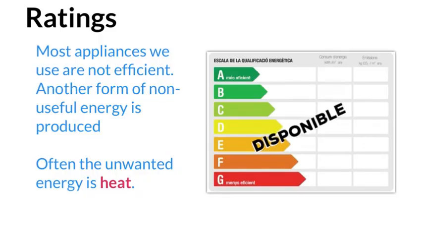Sometimes, if you're looking around, you might see labels on appliances like the one here that is done in Spanish. You might see labels that talk about the most energy efficient to the least energy efficient, and they use colour coding to make it easier on us. And as I said before, often the unwanted energy that we produce is a thing called heat energy.